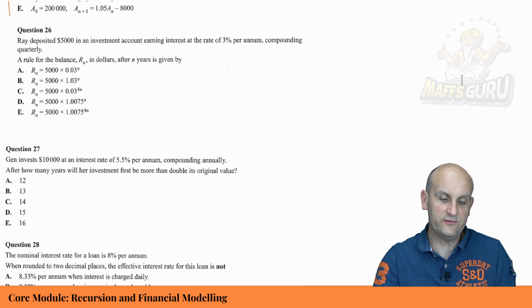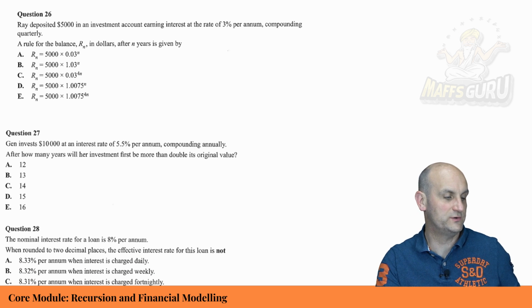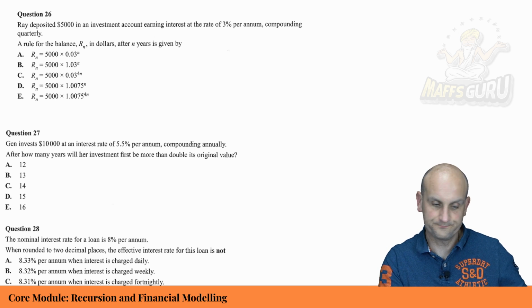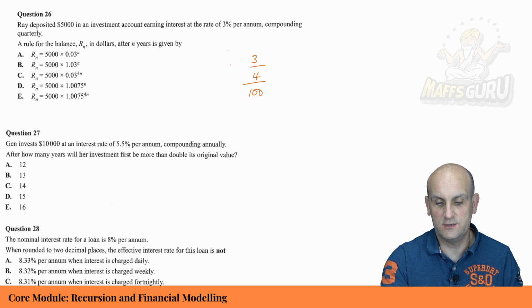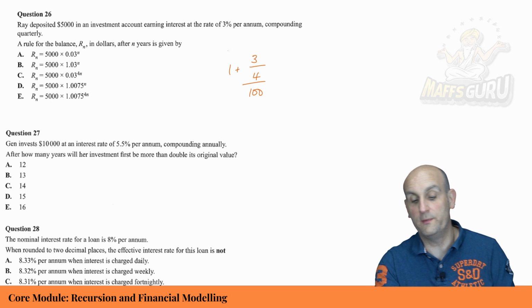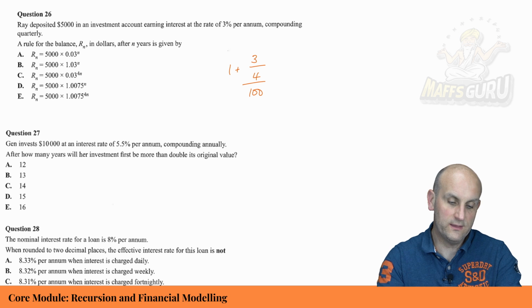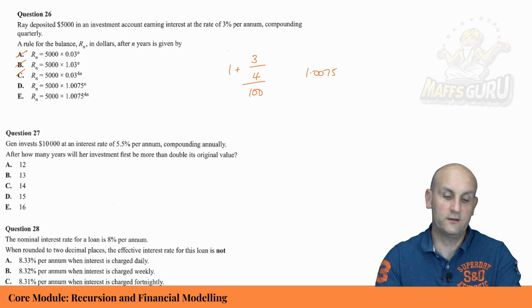Ray deposits $5,000 in an investment account earning interest at a rate of 3% per annum compounding quarterly. This was a bit of a trick question. It caught me initially, but anyway. So 3% per annum compounding quarterly, turn that into a percentage, add 1 onto that, or into a multiplier, sorry. And what did you have? We ended up with 1.0075, which obviously then meant that they couldn't be the correct answer.